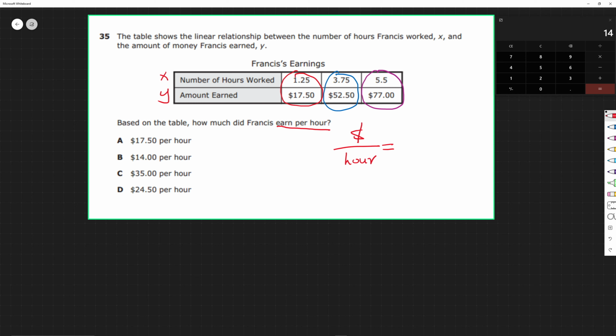We can divide the amount earned by the number of hours. Say we can use this 1750 divided by 1.25 hours. So that will give us how much Francis earned per hour. And we can also use the second pair, which is 5250 divided by 3.75. This should give us the same answer. Or we can use the third pair, 77 divided by 5.5.